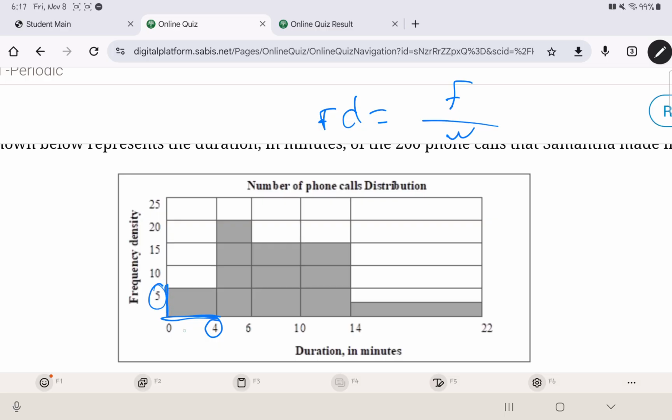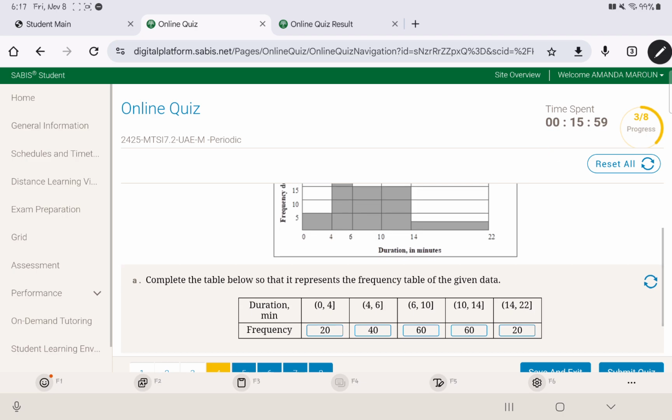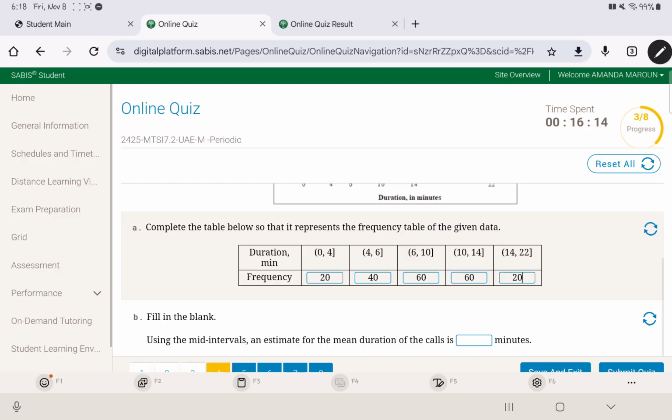We just multiplied frequency density by width, okay? Now, if we want to double check, they told us that Samantha made 200 phone calls. Let us check by adding all the frequencies. We have 20 plus 40 plus 60 plus 60 plus 20. If you do it on your calculator, you are going to get 200. So that means our answer is correct.